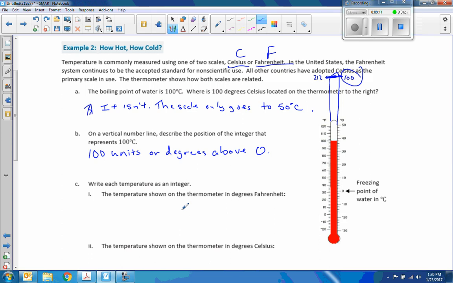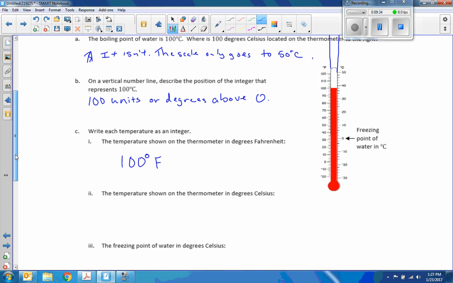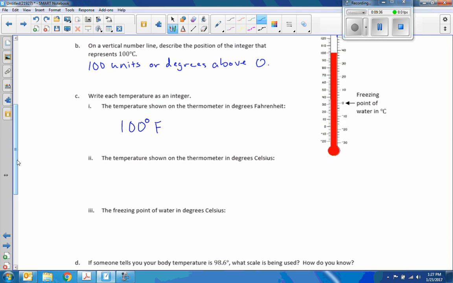Okay. Write each temperature as an integer. The temperature shown on the thermometer in degrees Fahrenheit. So you go to the top of this. This is the temperature. Fahrenheit's on the left, and that is 100 degrees. When we're answering these questions, we have to be precise. Put that F to tell the reader that we're on the left side of the scale, not the right. 100 Fahrenheit is way different than 100 Celsius.